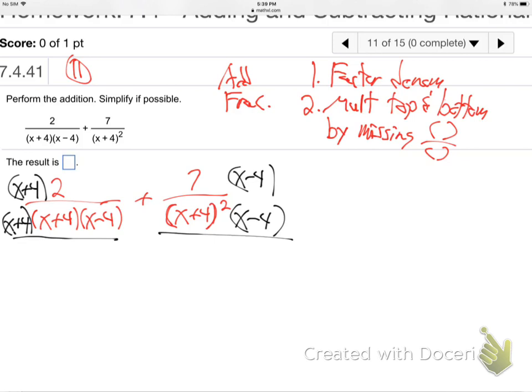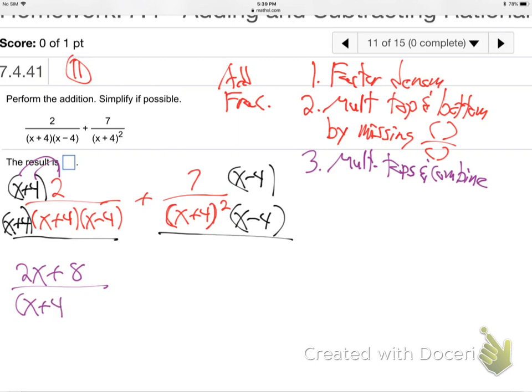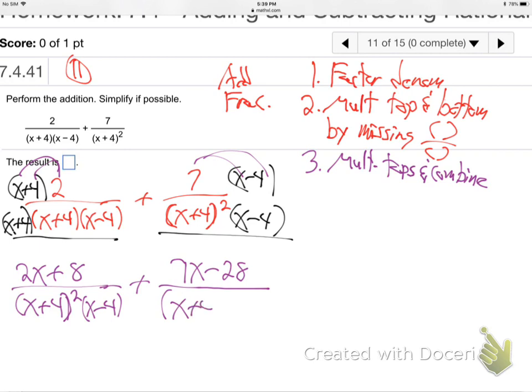And then step 3 says multiply tops and combine. So this 2 will distribute. 2x plus 8 over x plus 4 squared, x minus 4. And this 7 distributes. 7x minus 28 over x plus 4 squared, x minus 4. All right, we're adding those. So now we can combine the tops.